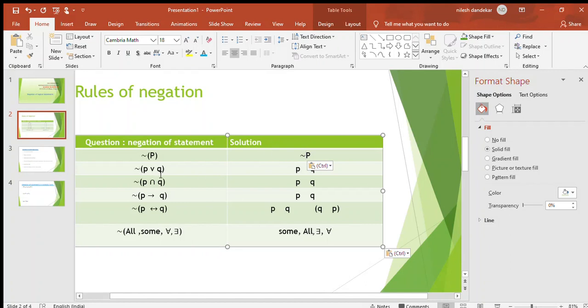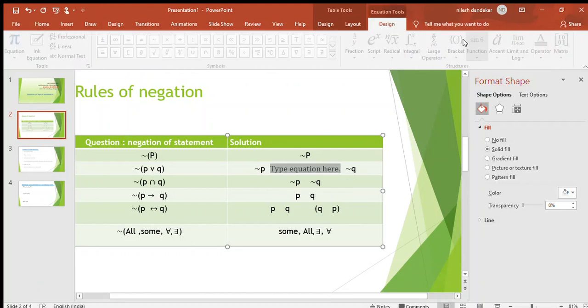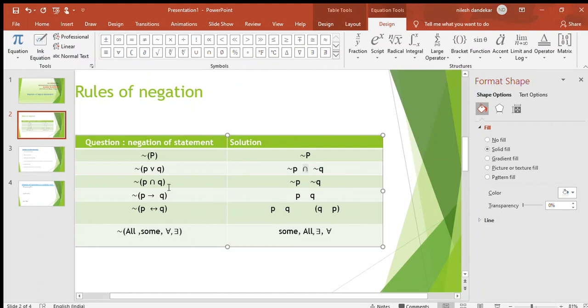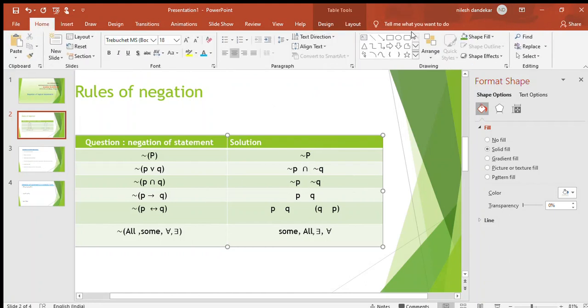Negation of P or Q: just do the negation of the individual statements, and on the place of or, you have to write and. So if here it is or, you have to write and. If it is and, you have to write or. And take the negation of the individual statements.